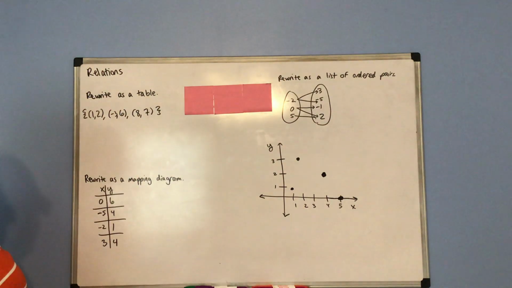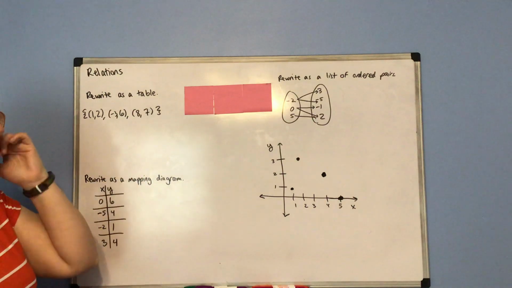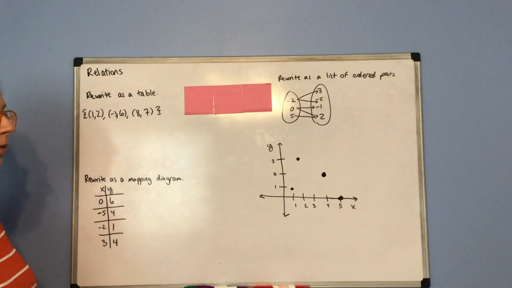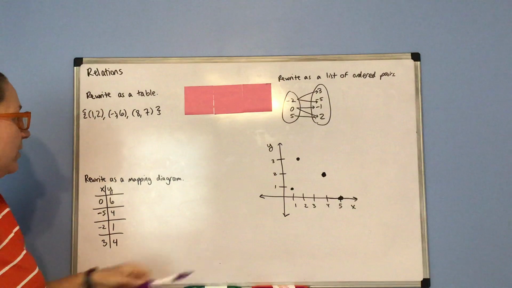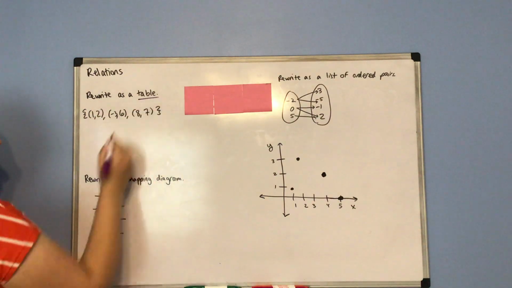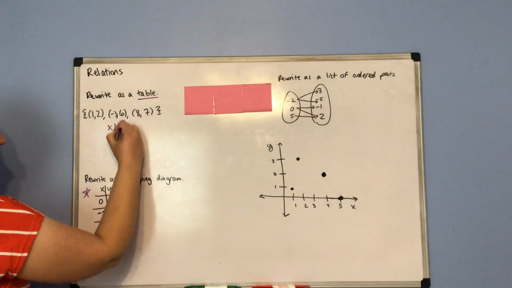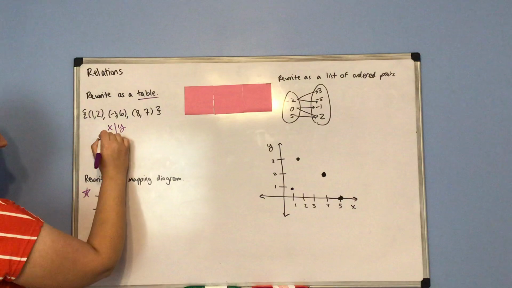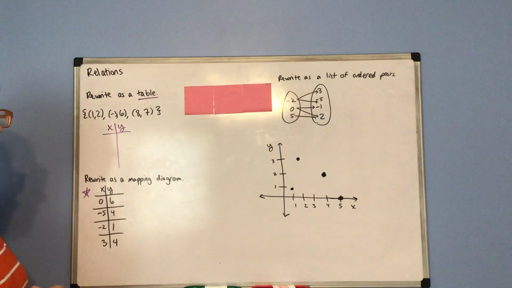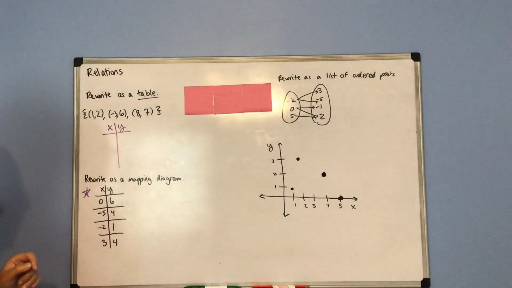What we're going to focus on for this video is taking a certain relation and then switching it to the other formats. So this first one, they want us to rewrite this list of ordered pairs as a table. A table looks like this right here. When we make a table, our x's go in the left column, our y's go in the right column, and then we just list each x value and y value in its own row.